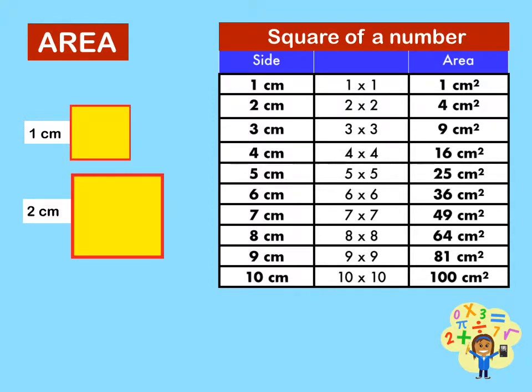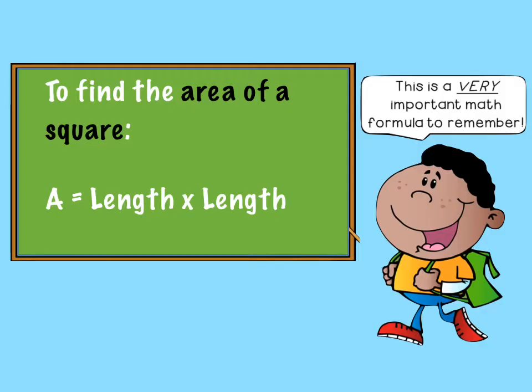So what number is multiplied by itself, which is equal to 81? Correct, it's 9. How about a number multiplied by itself, which is the same as 49? Correct, 7. Again, it is important to remember the formula in finding the area of a rectangle, which is length times breadth.